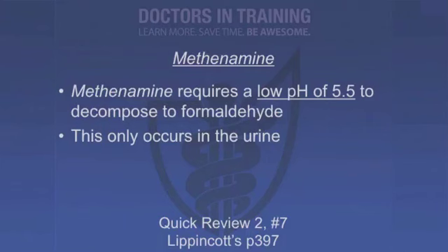Next question, why doesn't methenamine treat systemic infections? Remember, methenamine requires a low pH of 5.5 in order to decompose to formaldehyde, and that's how methenamine works. It decomposes to formaldehyde and then kills the bacteria. And you can only get that low pH in the urine, so it won't work systemically.